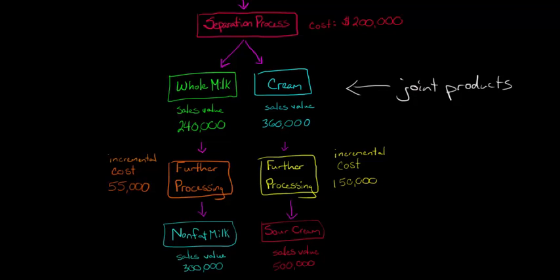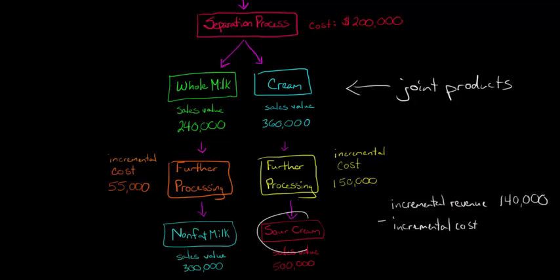So what you ultimately want to do is take the incremental revenue that we get from additional processing, so the incremental revenue, minus the incremental costs. Okay? So, with the cream to sour cream, what we're basically going to say is the incremental revenue is the sales value we get if we process it, $500,000, minus the sales value it had before, which is $360,000. So $500,000 minus $360,000 is $140,000. Okay, that's the incremental revenue from turning the cream into the sour cream.